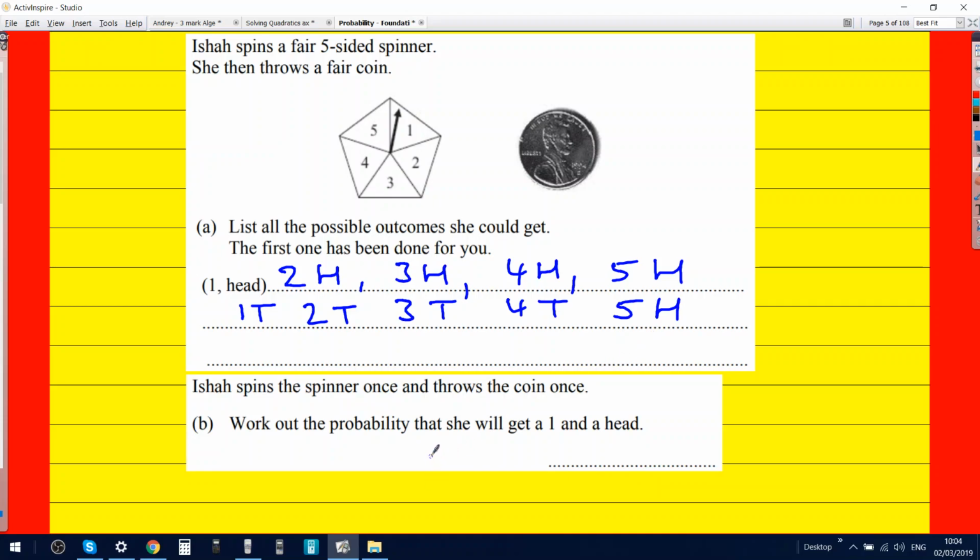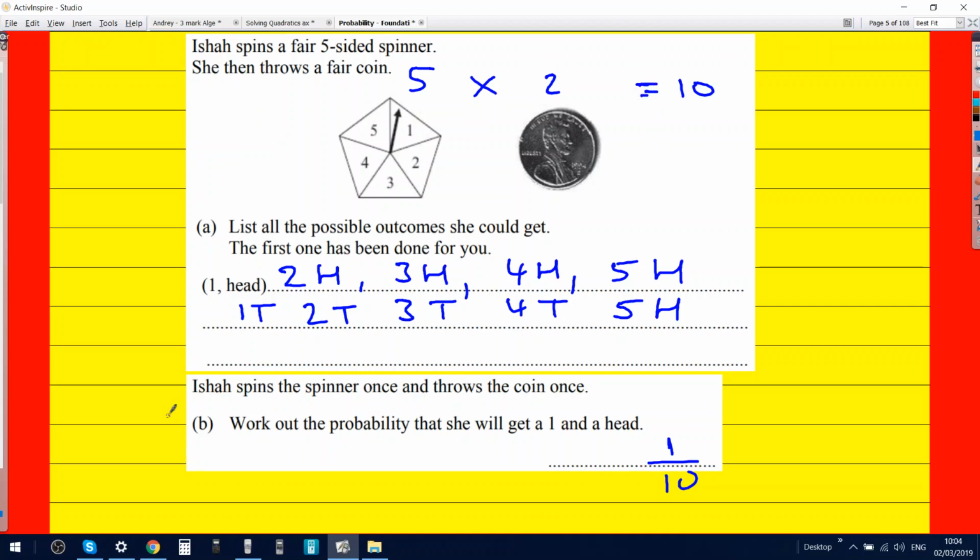B. Is it 1 over 10? Brilliant. Yeah, so one possibility out of 10, 1 out of 10. The reason there's a total of 10 possibilities is because there's 5 for this one and 2 for that. And so for the probability of both of them, it's 10.